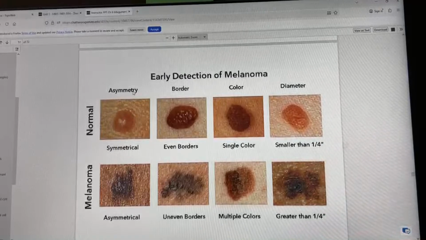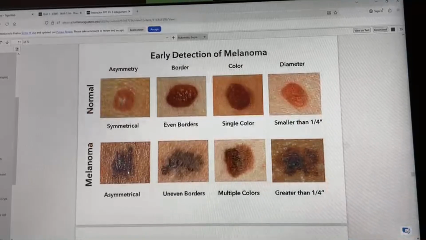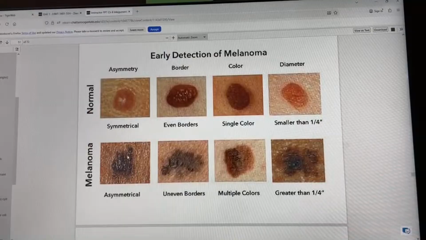So the first one is asymmetry. You can see that this one is almost perfectly round. So that's pretty symmetrical, so that's normal. Whereas if it's asymmetrical, you can see how this one's kind of a random shape. That's more likely to be melanoma, okay?